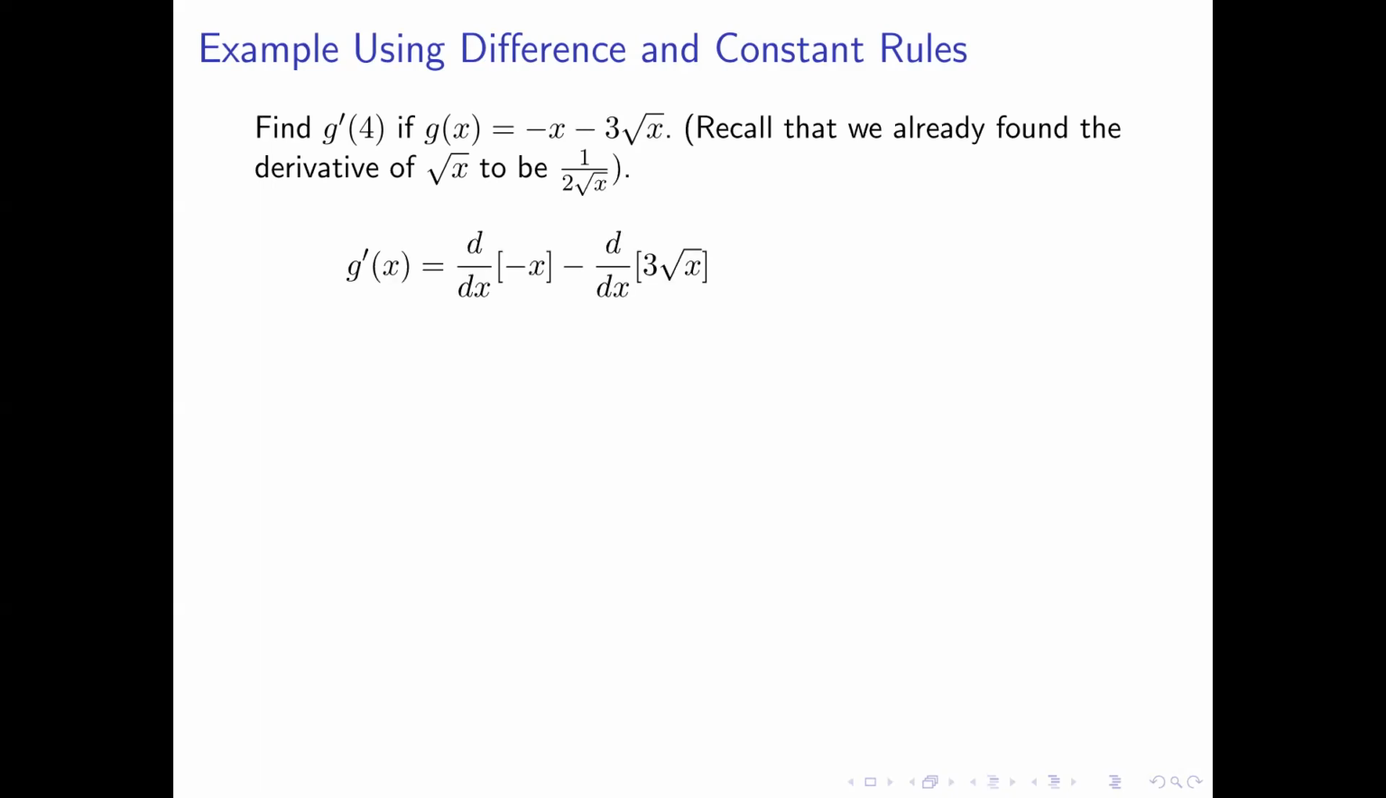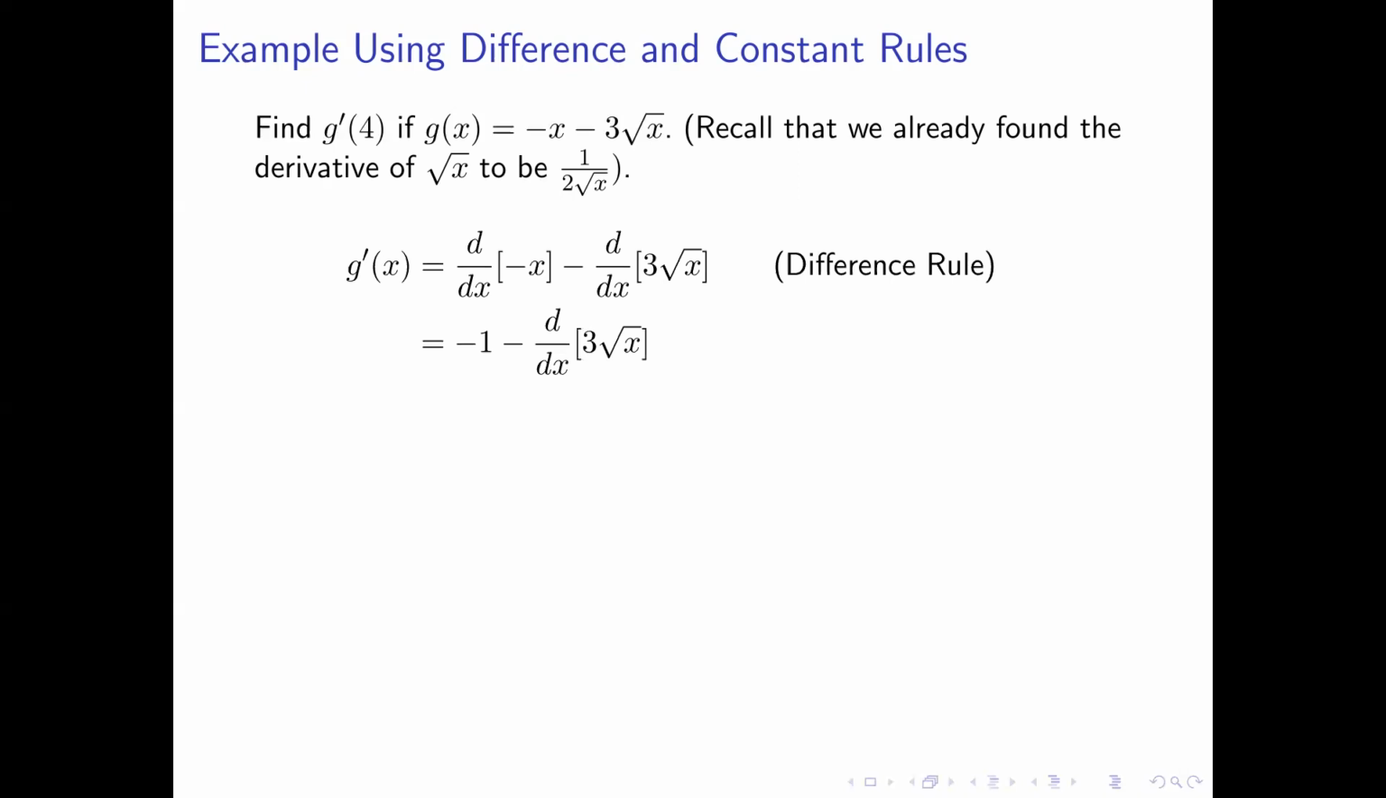So g prime of x, by the difference rule, will be the derivative of negative x minus the derivative of 3 times the square root of x. Since we're taking a derivative of a difference function, we can take the derivative of each part and then subtract in the same order. So there we're applying the difference rule for derivatives.